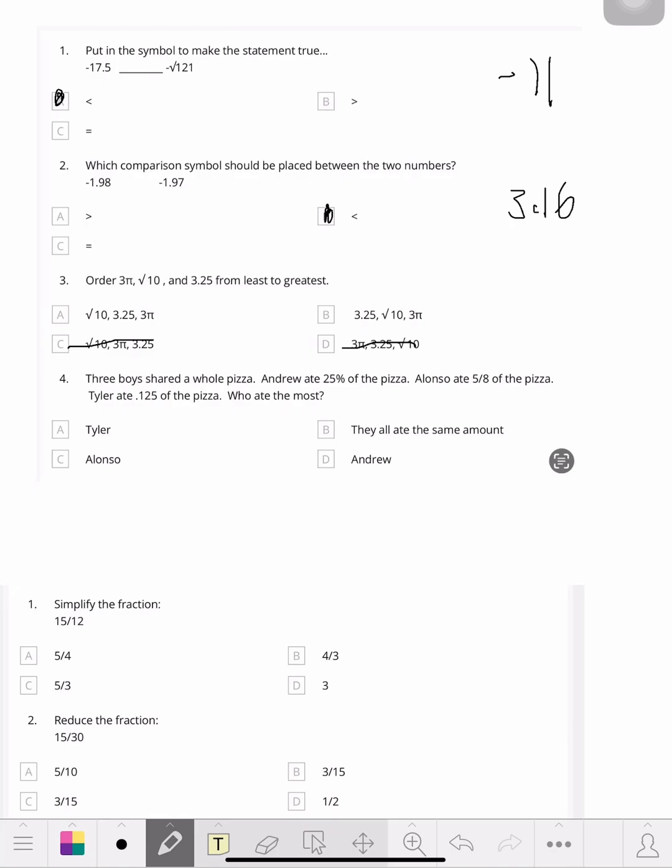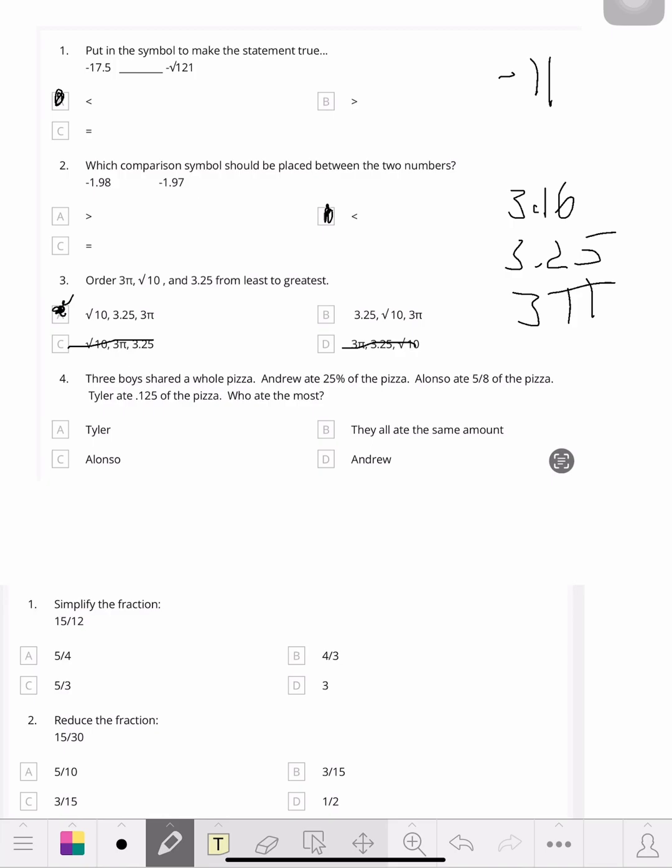So now, is that less than 3.25? That means 3.25 is going to be the biggest number, and they want from least to greatest, okay? So it's going to be A. 3.16, then 3.25, and then 3 times pi. And that's how that one went. So that's all there was to that one, okay?